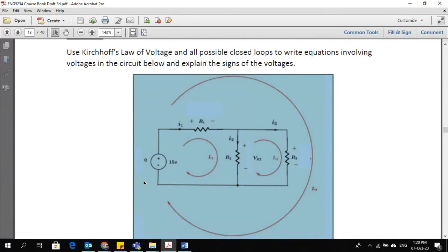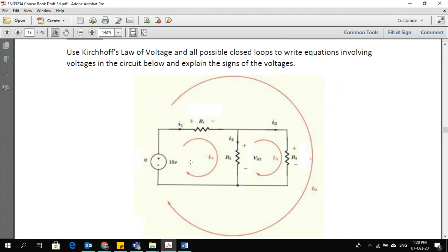Now, in this circuit, there is more than one loop. If you look closely, this is one loop here. A loop is a closed path. This is one loop containing the source voltage, R1 and R2. This is the first loop. The second loop is here, containing resistors R2 and R3. Only two components in this.